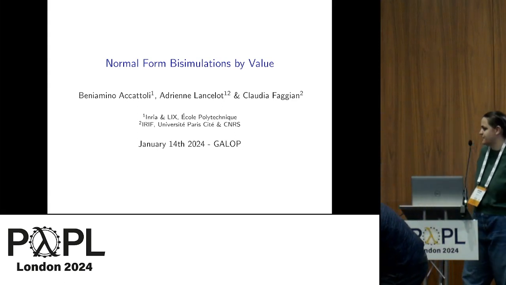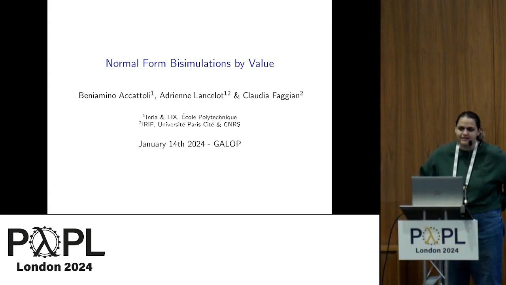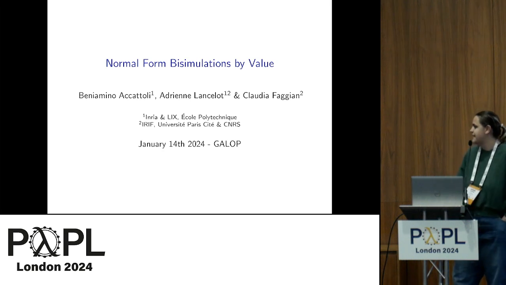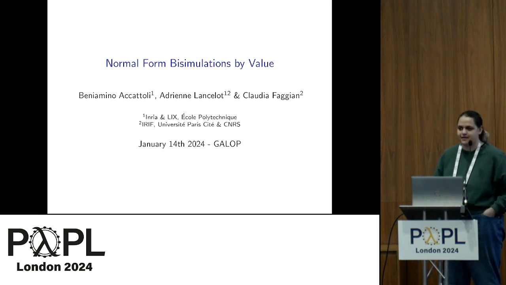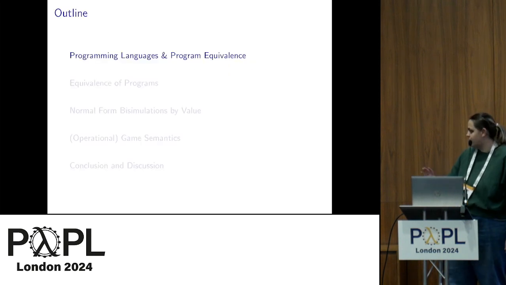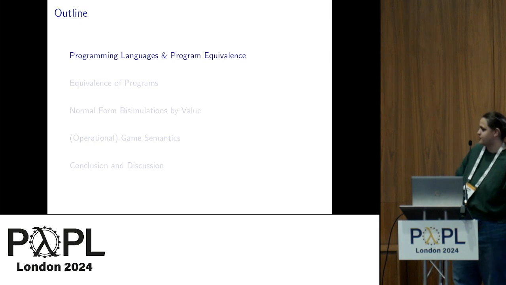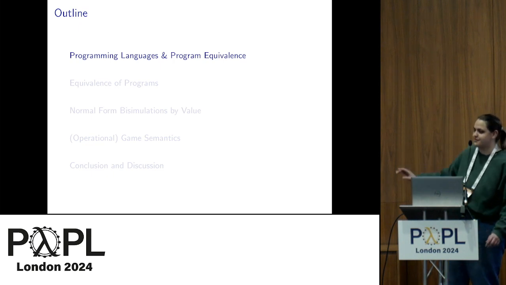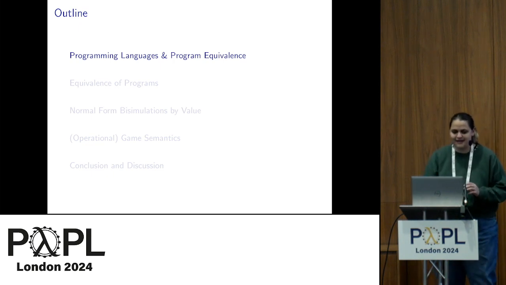So this is work about normal form bisimulations by value that some of you have already heard. This is work with my PhD advisors, Beniamino Accattoli and Claudia Faggian. Some of you have already heard about this work, but the new part is the last part, operational game semantics, which I hope I will get to in time.